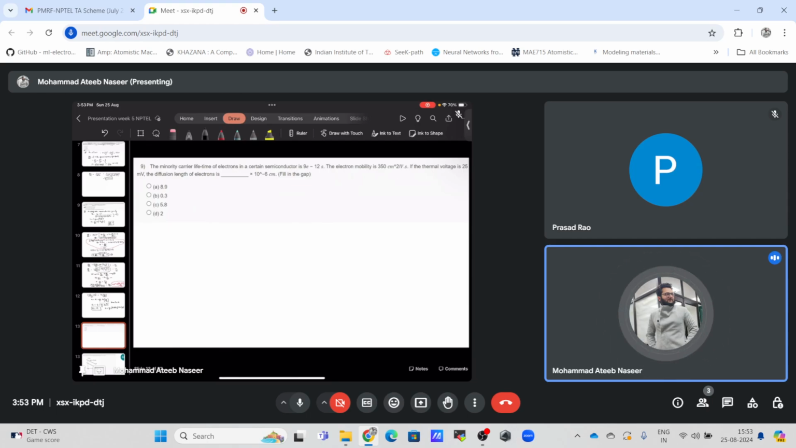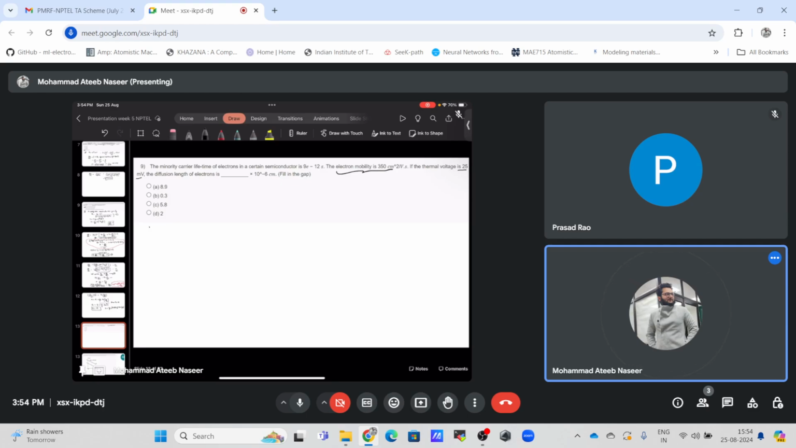Now moving to another problem, which says that we have the minority carrier lifetime. The minority carrier lifetime of electrons in a semiconductor is 9 into 10 to the power of minus 12 second. We have been given the electron mobility, which is 350 centimeter square per volt second. We have been given the thermal voltage, which is 25 millivolts, and from this we need to find the diffusion length of electrons, where the magnitude is of the order of 10 to the power of minus 6 centimeter.